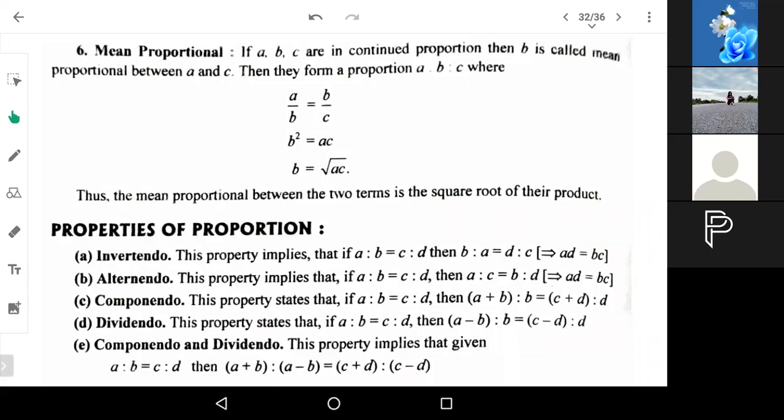Next, componendo and dividendo. The property implies that if four are in proportion, then we are applying both componendo and dividendo. So what do you get? A plus B is to A minus B is equal to C plus D is to C minus D. So we are considering both of them. So A plus B is to A minus B and C plus D is to C minus D. Understood? These are the properties of the proportion.